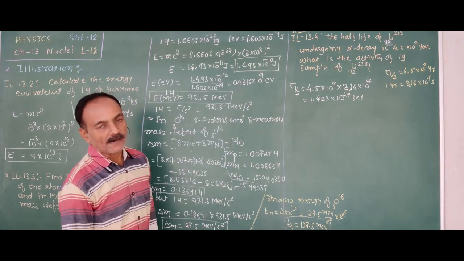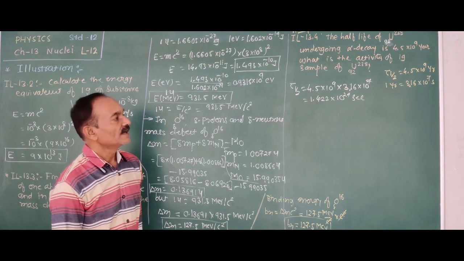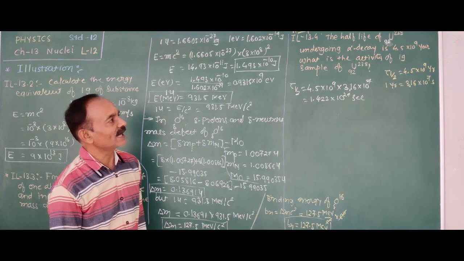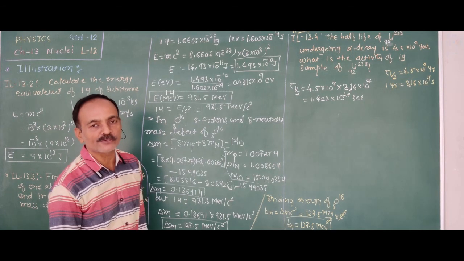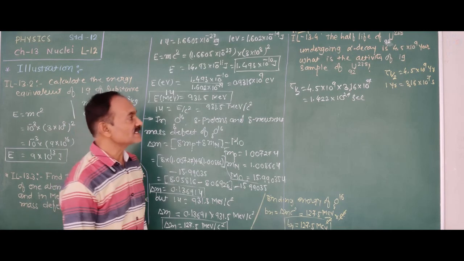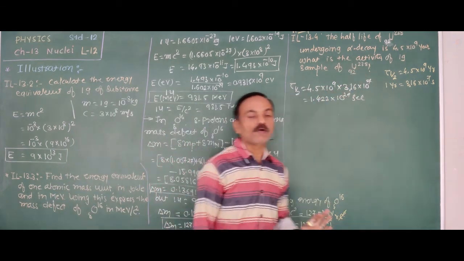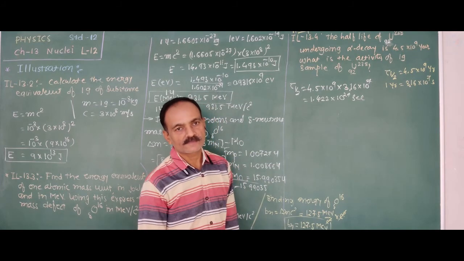So that is the tau half in seconds. Now we have to find out the activity of 1 gram sample of uranium-92-238. That means first we have to find out the number of atoms in 1 gram of uranium.